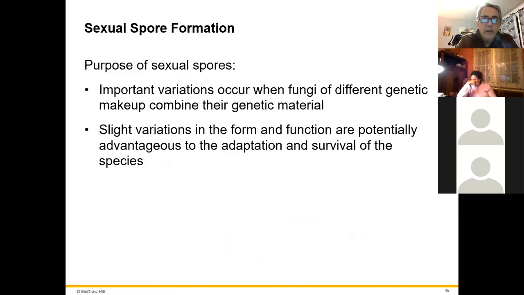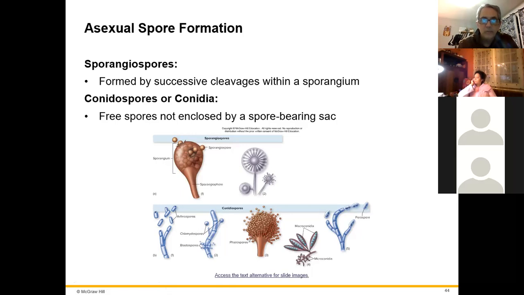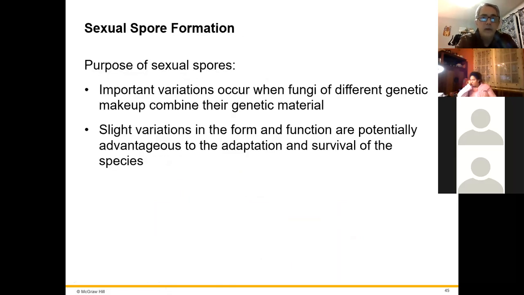Sexual spore formation is different than that process. So basically fungi can form this way, which is an asexual spore formation, or they can replicate this way. Important variations occur when fungi of different genetic makeup combine their genetic material. Slight variations in form and function are potentially advantageous to the adaptation and survival of the species.